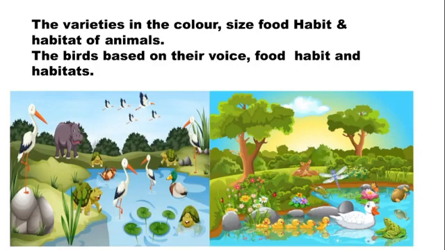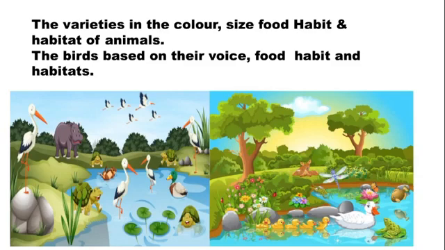They have seen a pond, and in that, many different types of birds and animals. So from this lesson we will learn the varieties in the color, size, food habit and habitat of animals, and of birds based on their voice, food habit and habitats. In this pond you can see some different types of animals and birds: crane, hippo, tortoise, bear, duck and babies, butterfly, deer, frog, etc.